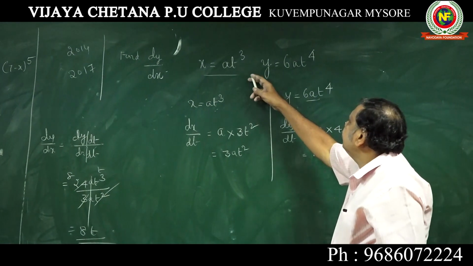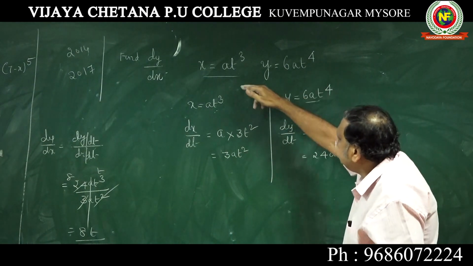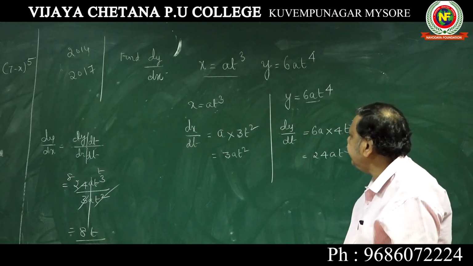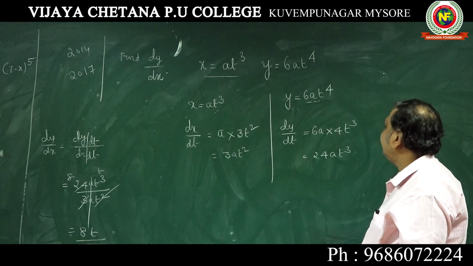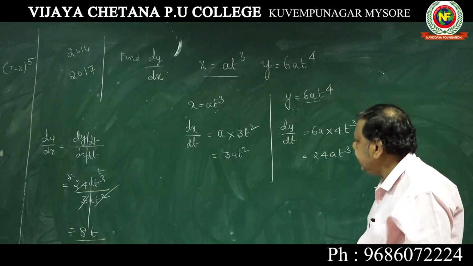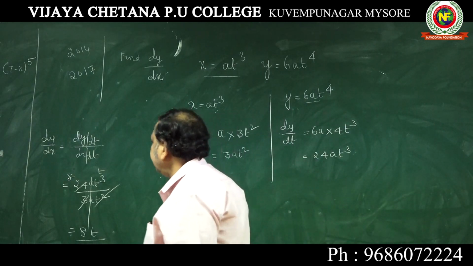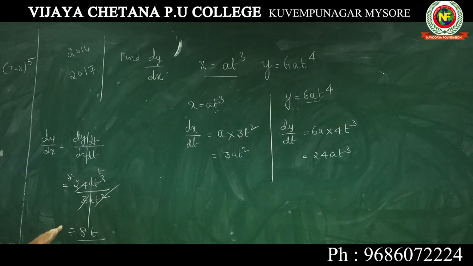I will explain again. x equal to a t cube, y is equal to 6a t to the power of 4. t is the parameter. dx by dt is a into 3t square, 3at square. y is equal to 6a t to the power of 4, 6a into 4t cube, or it is 24at cube. And dy by dx equal to dy by dt by dx by dt, make it 8t is the answer.